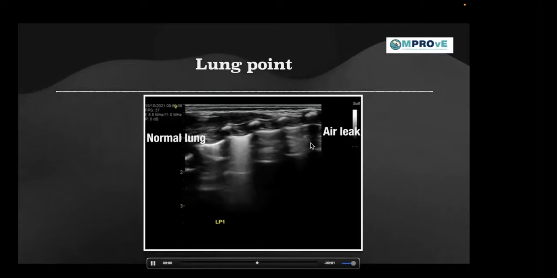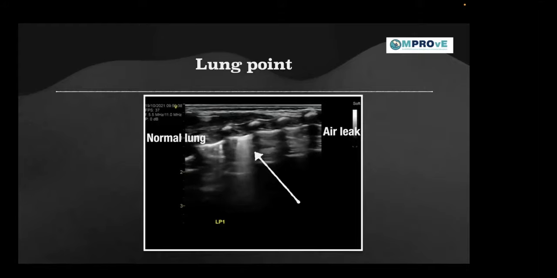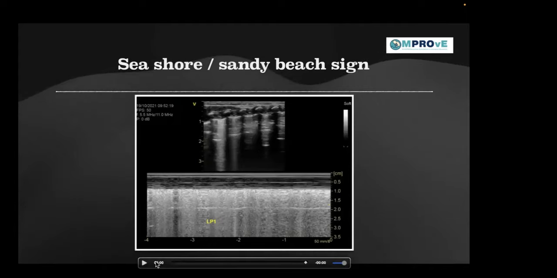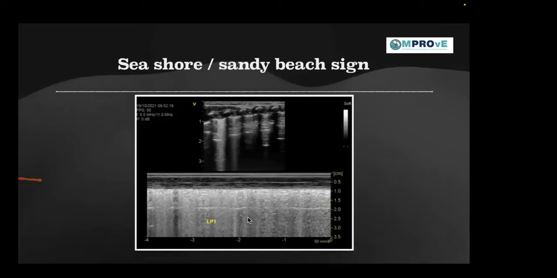So normal lung, and this is the area with the air leak, and that's your lung point, the transition between the normal lung and the air leak. And we interrogate with the M mode. So this is first the normal lung, seashore or a sandy beach sign. Again, it's a stretch of imagination, as we, I think in radiology, you'd all love to do that.